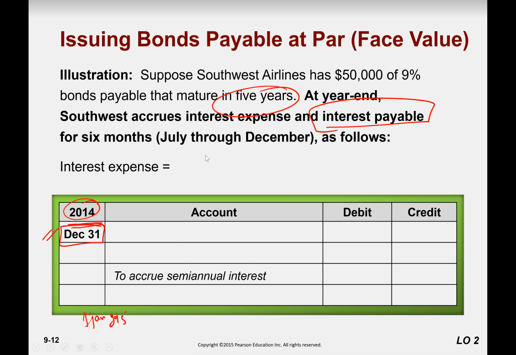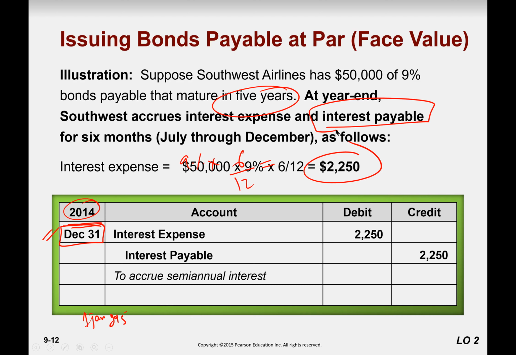So that would be interest expense occurred. Yes, we use that 9% for 6 months, another 6 months from July to December, and that amount is again 2,250. Answer would be interest expense to interest payable. That's it, right? So that would be the entry.